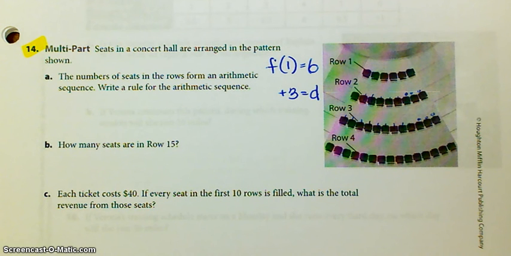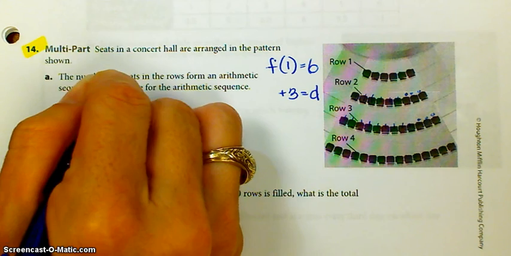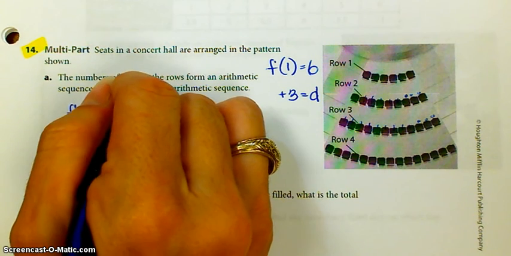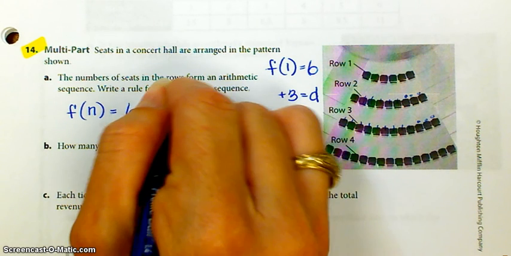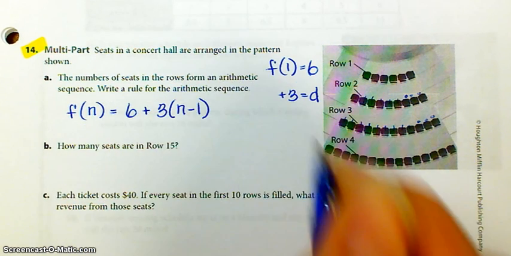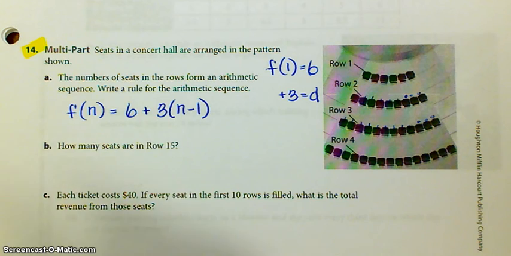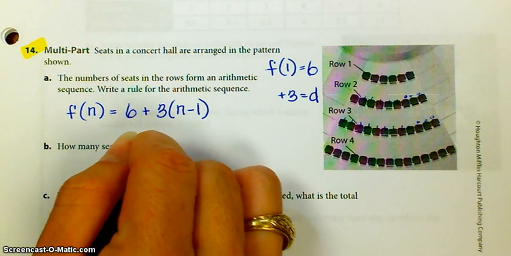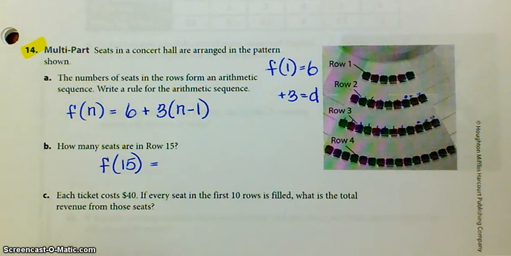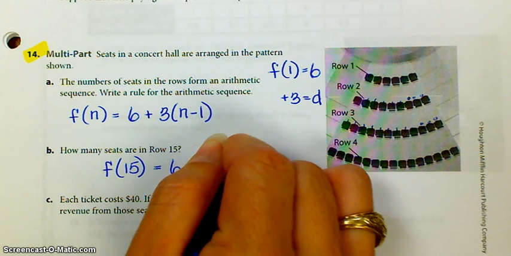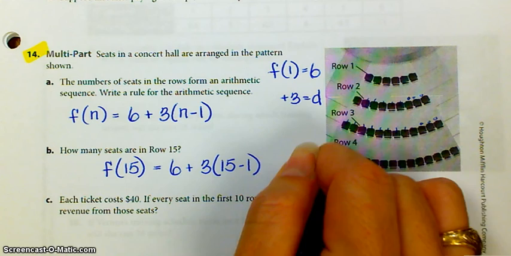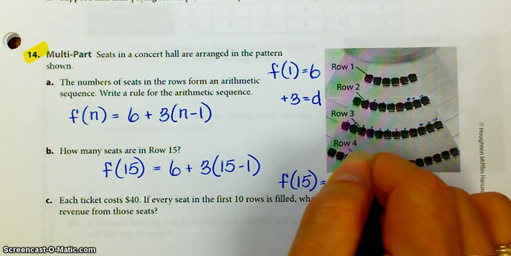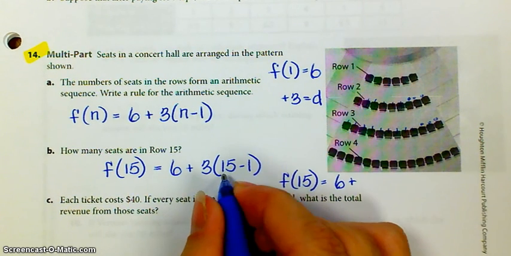So the number of seats in the rows form an arithmetic sequence. Write the rule. Okay. So basically, you're just writing an explicit rule. And that's going to be 6 plus 3 times n minus 1. How many seats are in row 15? So basically you're being asked to find the value of the function when n is 15. 6 plus 3 times 15 minus 1. So f of 15 is 6 plus 3 times 14.